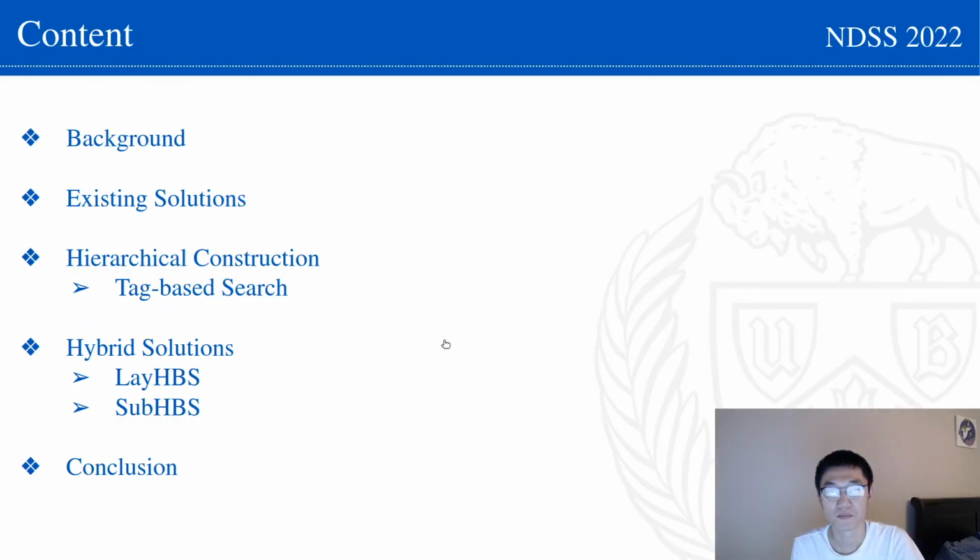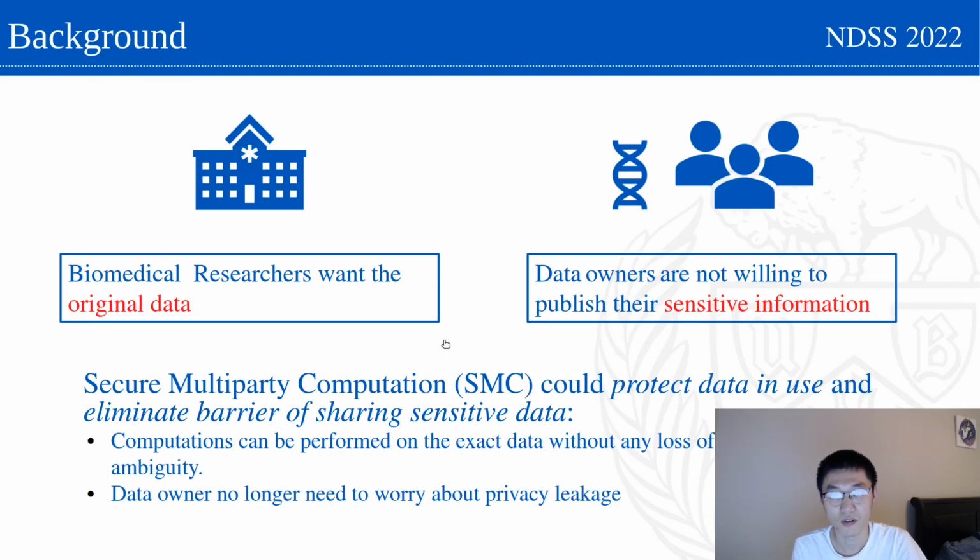So first is the outline of this talk. We will first review the background of the problem and also some existing solutions. Then we will go through our hierarchical solutions and also hybrid solutions. So first is the background.